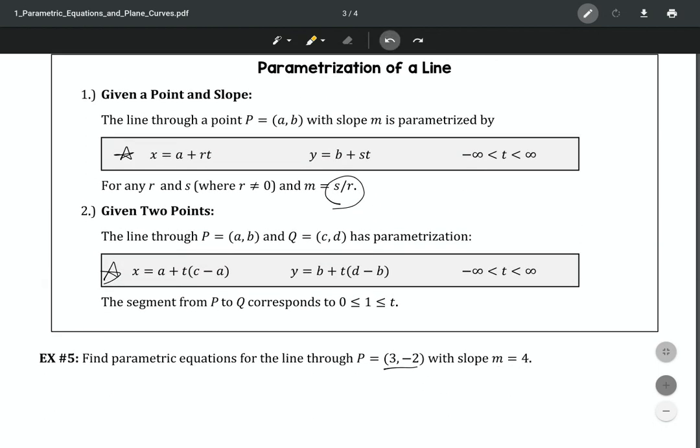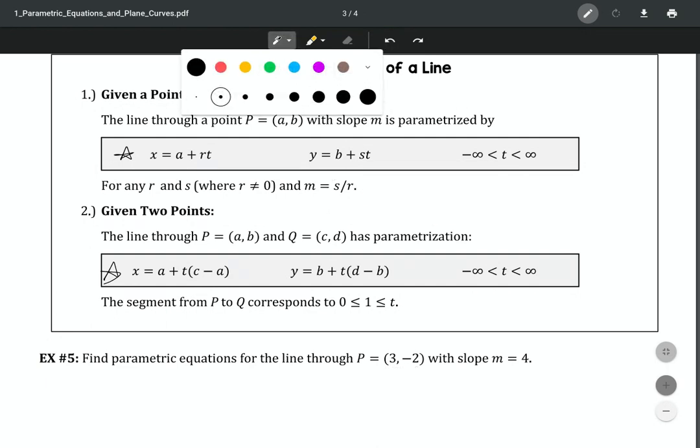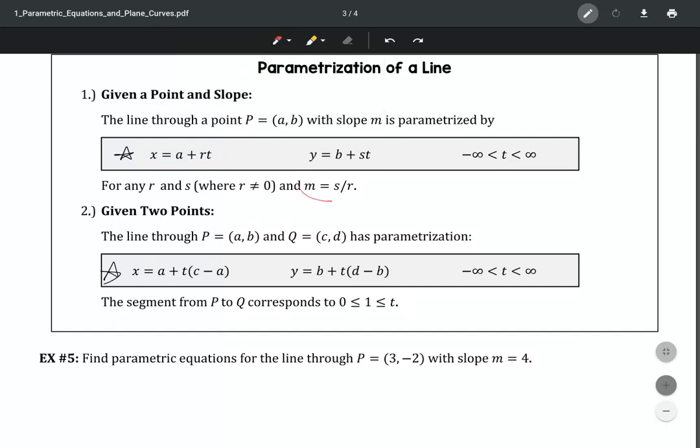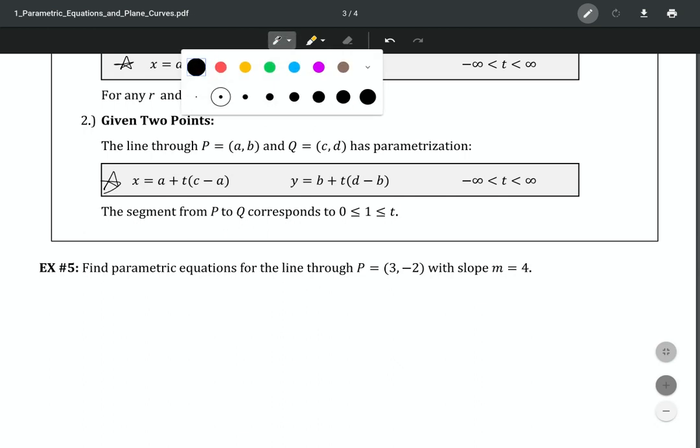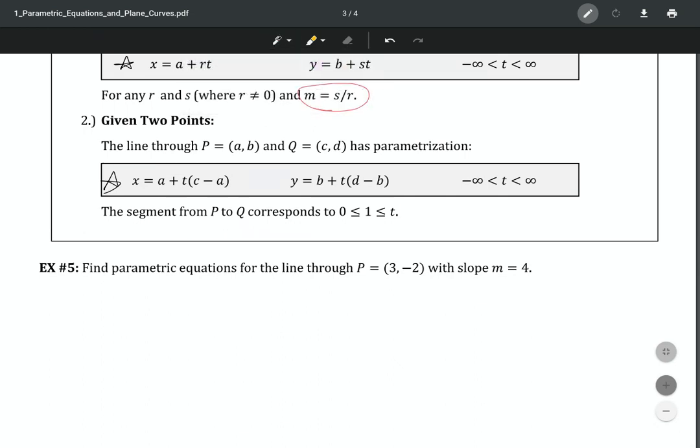Notice that right here, they tell me that the slope is equal to S over R. So I'm going to use that information to say that S over R is equal to 4. So my slope is equal to S over R. Now, I know that this is 4, and I can write it as 4 over 1. So therefore, this means that S is 4 and R is 1.